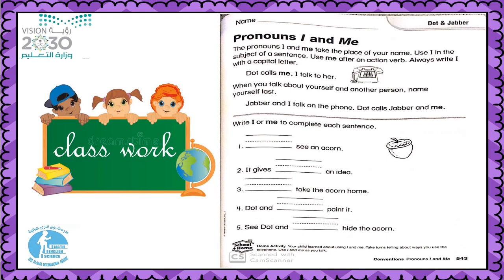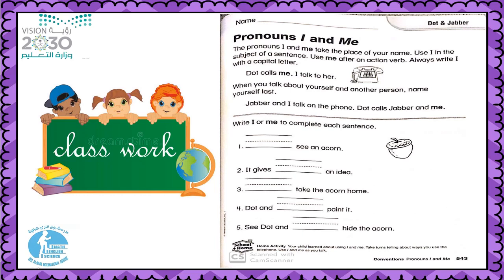Number 3. That's really easy again. I or me take the acorn home. Of course I. We never start the sentence with the pronoun me. I take the acorn home.